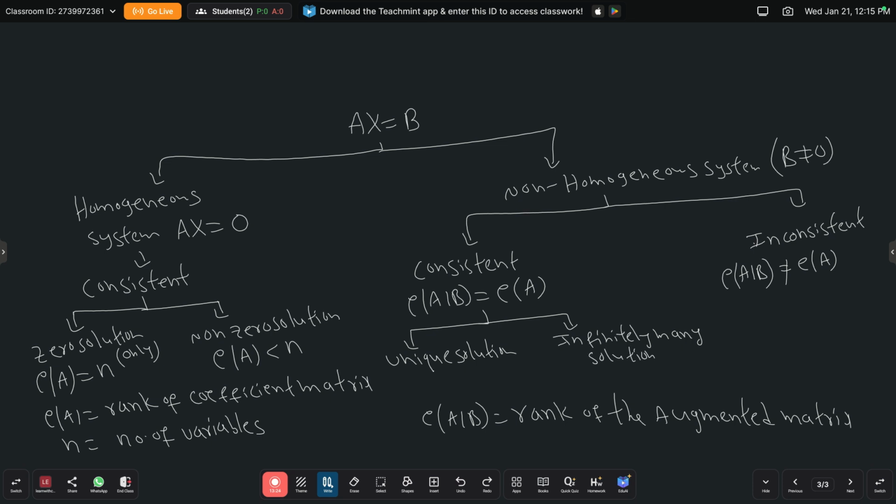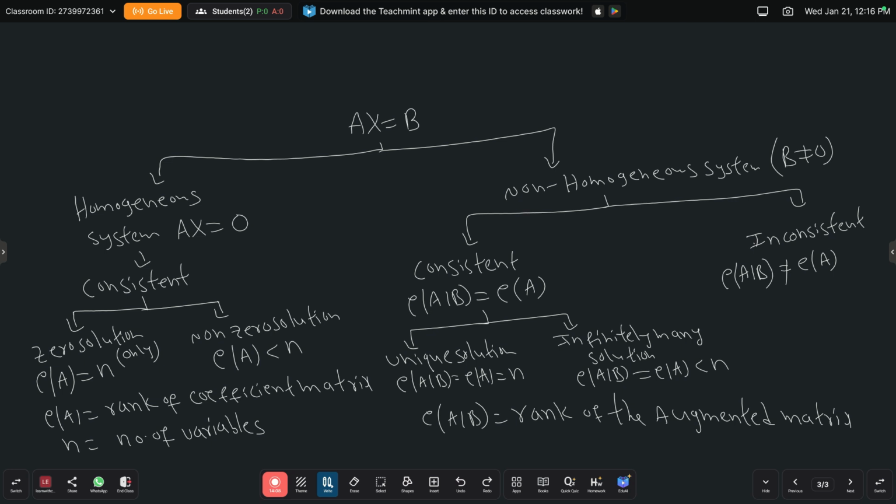Now we will discuss the cases where the non-homogeneous system has a unique solution. The condition is if rank of A over B is equal to rank of A is equal to n, the number of variables. In such a case, the system has a unique solution. If rank of A over B is equal to rank of A but it is less than n, the number of variables, then the system has infinitely many solutions.